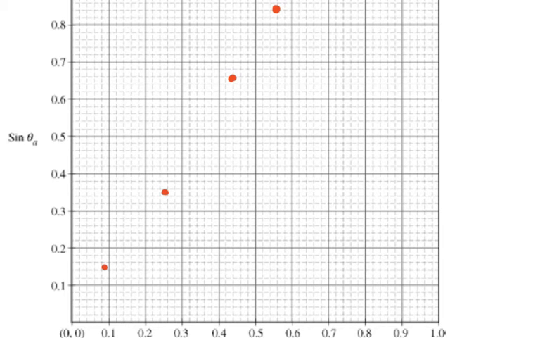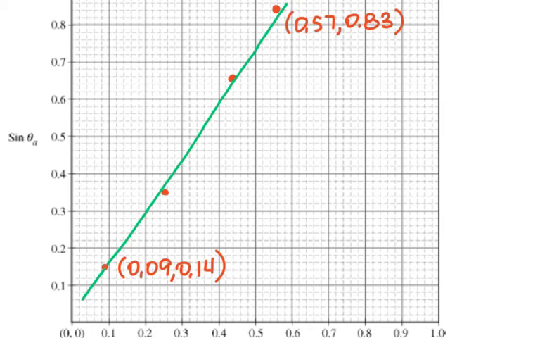Now I'm going to approximate what the graph is going to look like. And here is my graph. I'm going to write the coordinates of the points as well.